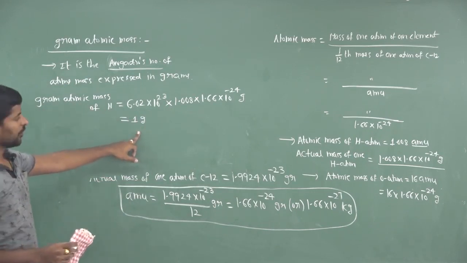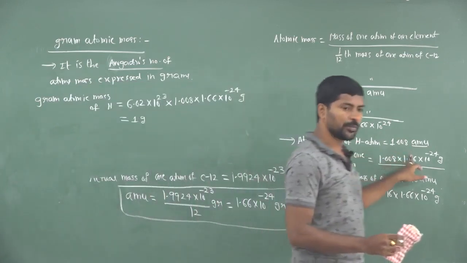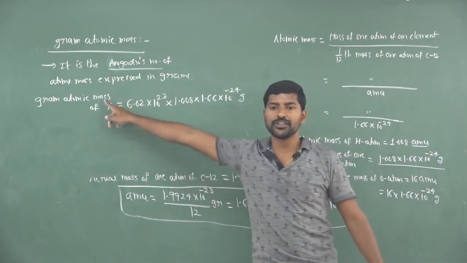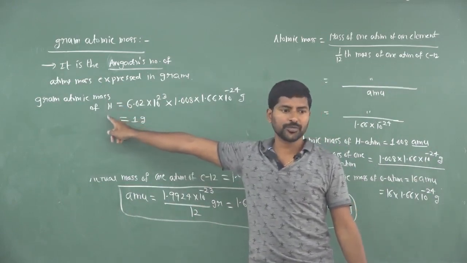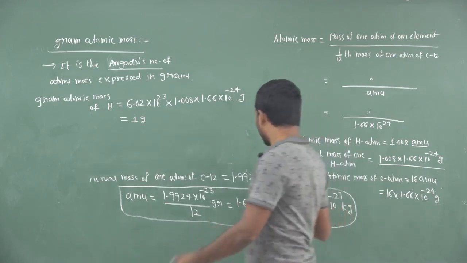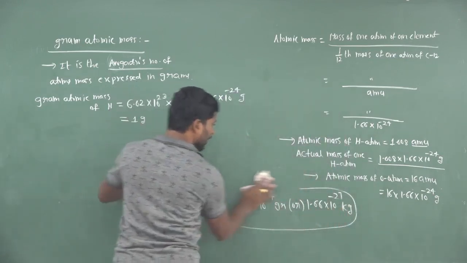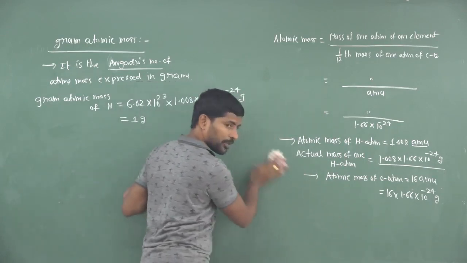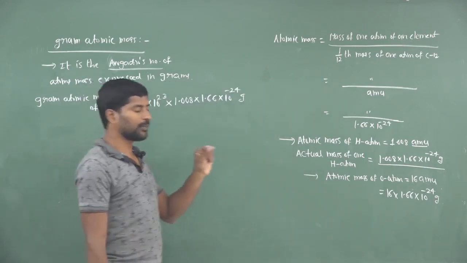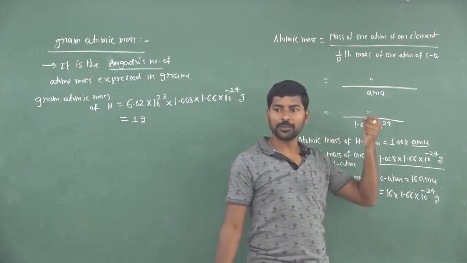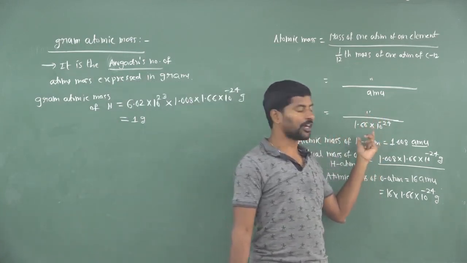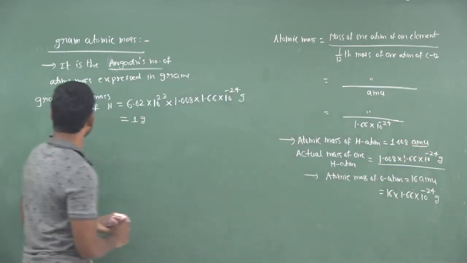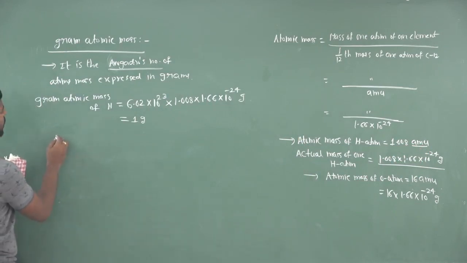1 gram. See the difference. 1 atomic mass unit means how many hydrogen atoms' mass? 1 hydrogen atom mass. 1 gram means how many hydrogen atoms' mass? Avogadro number of hydrogen atoms mass. While we are studying quantum chemistry, do we study at the microscopic level or macroscopic level? Microscopic level. So we may study one particle, so we need one particle's mass. Whenever we need one particle mass, we have to write it in atomic mass units. Next one, this is gram atomic mass.